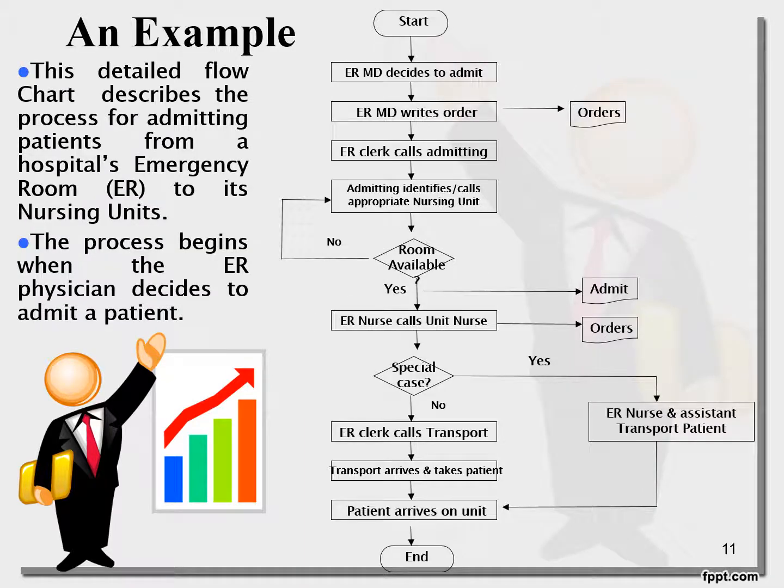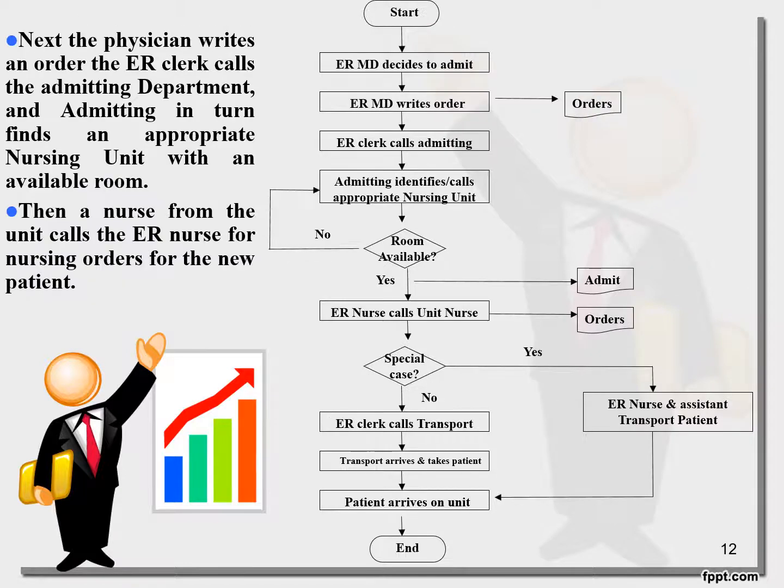Here is another example. This detailed flowchart describes the process for admitting patients from a hospital's emergency room to its nursing units. The process begins when the ER physician decides to admit a patient. Next, the physician writes an order. The ER clerk calls the admitting department, and admitting in turn finds an appropriate nursing unit with an available bed. Then a nurse from the unit calls the ER nurse for nursing orders for the new patient.